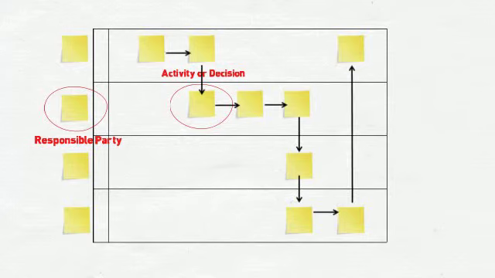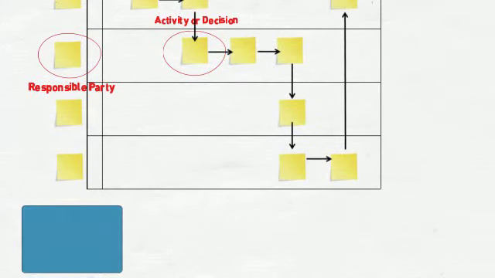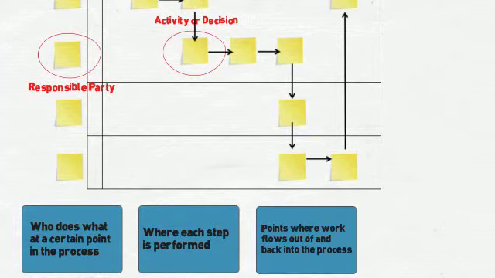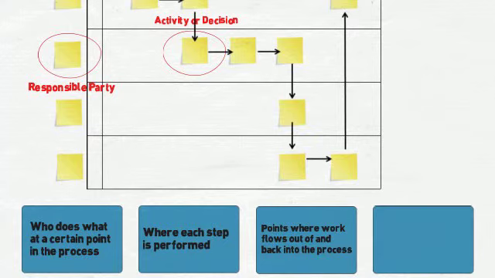Finally, add in arrows to indicate the direction of the flow when illustrating who does what at a certain point in the process, where each step is performed, points where work flows out of and back into the process, the sequence of events.